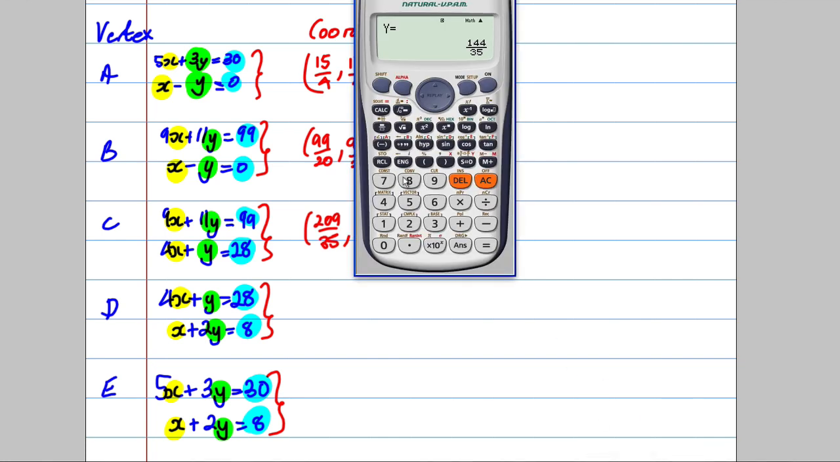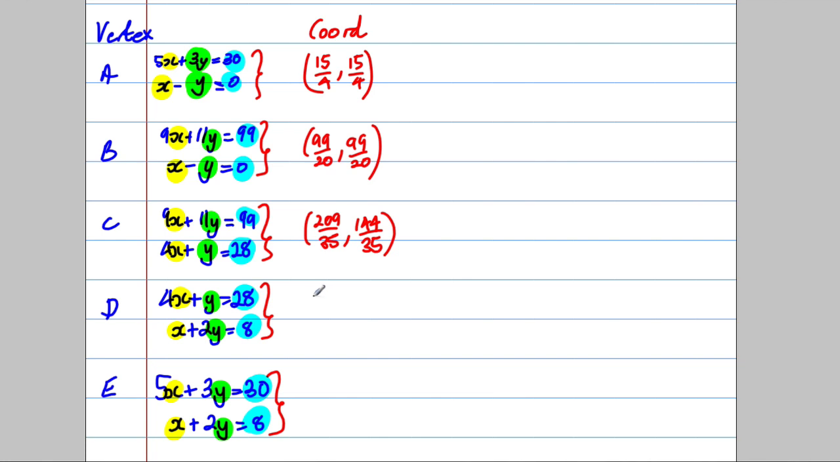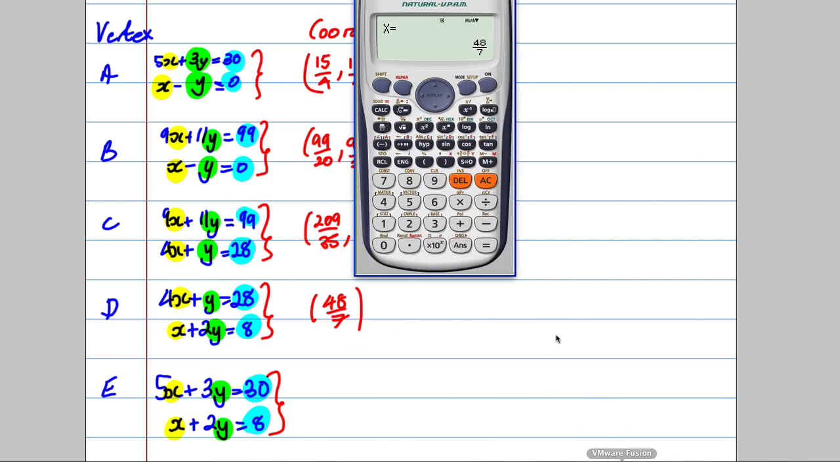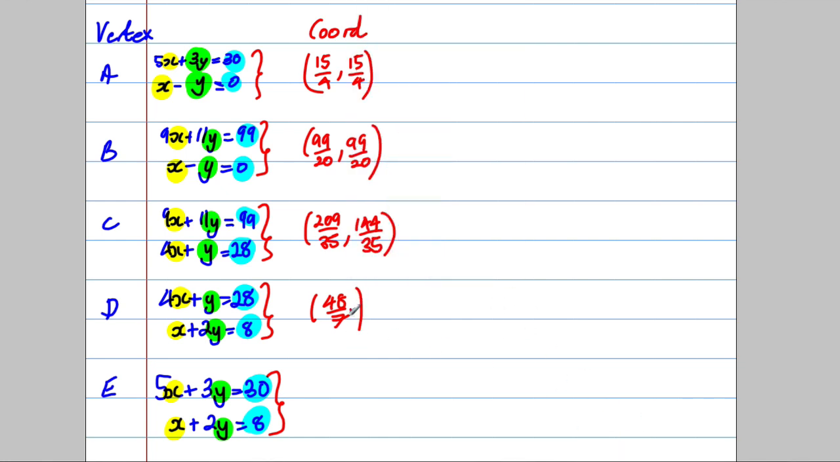Okay, the next one, you want 4, 1, 28, and you want 1, 2 and 8. So I'm going to put 1, 2 and 8 along the top. Press equals, you get 48 over 7 for this one here, and 4 over 7. So 48 over 7 and 4 over 7.